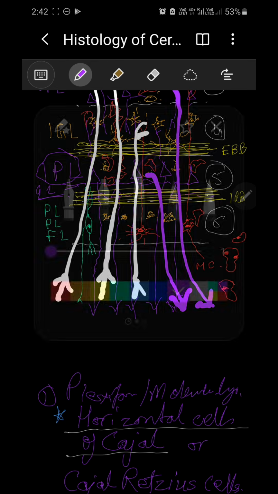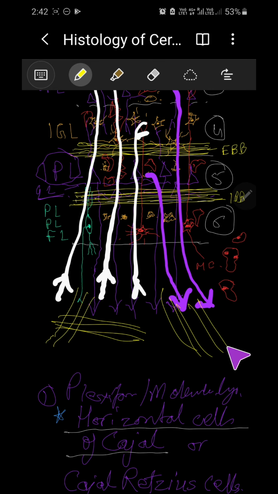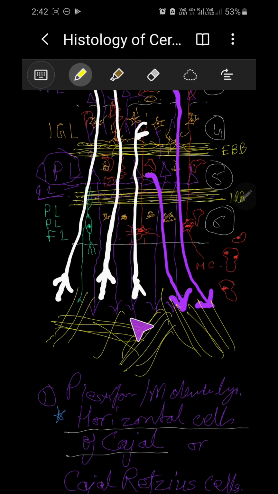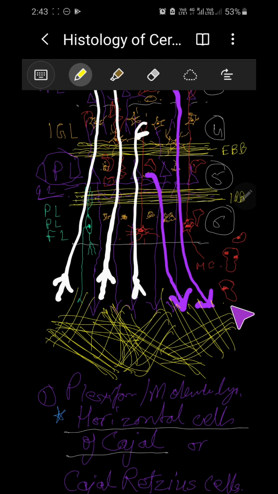Now this leaves some space for the white matter. As I told you, there were fibers running like this, like this, like this. They have an interwoven meshwork of fibers, and this forms the basis of white matter.